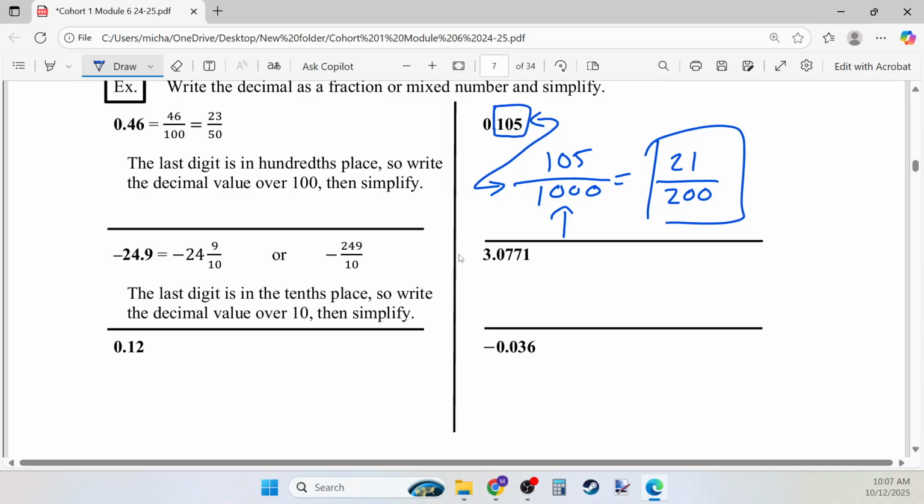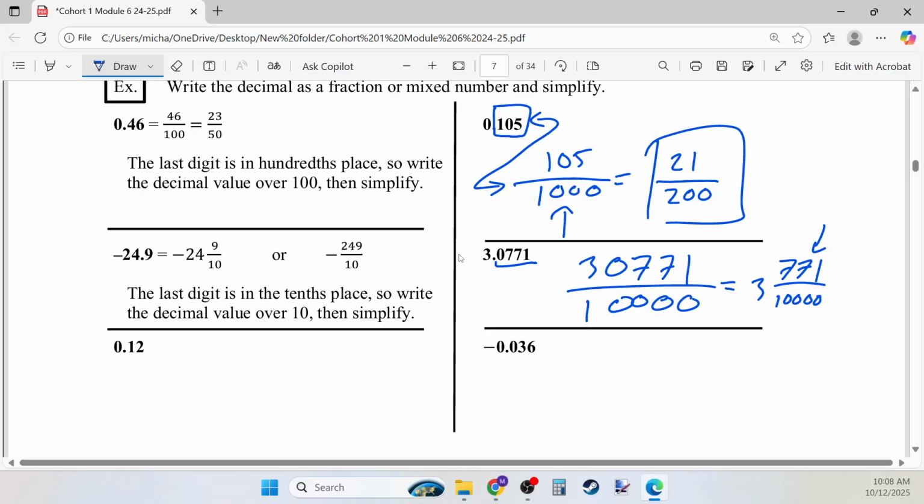But this number here, we have 4 digits past the decimal place. So I put 4 zeros and a 1 in front. That's my denominator. I remove the decimal point, 30771. And then I can divide this. I get 3 and 771 over 10,000. I know 2 doesn't go into that, and I know 5 doesn't go into that, so that doesn't reduce.